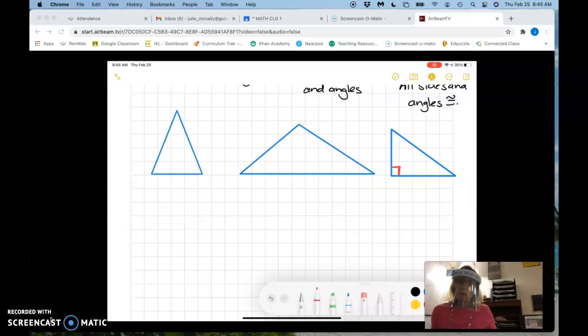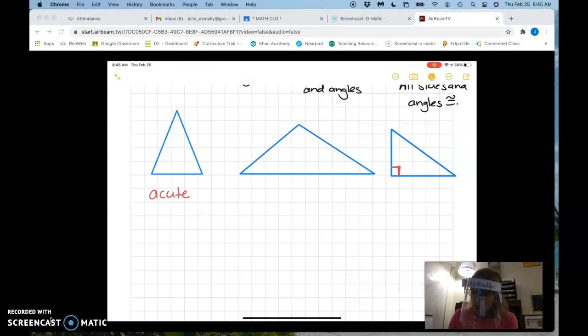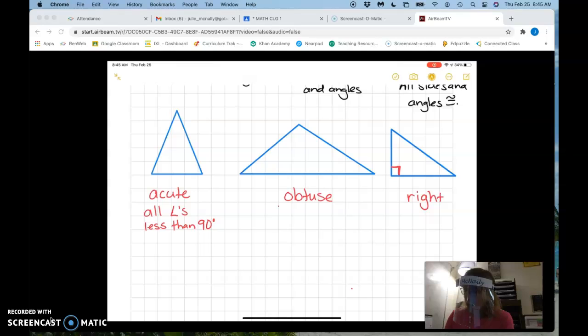The angles in the triangles, what kind is the first triangle? Acute. Good. Obtuse and right. So, acute has all acute angles. Obtuse has one angle that is greater than 90. It can only have one that's greater than 90. And then right has one angle that equals 90. Okay?